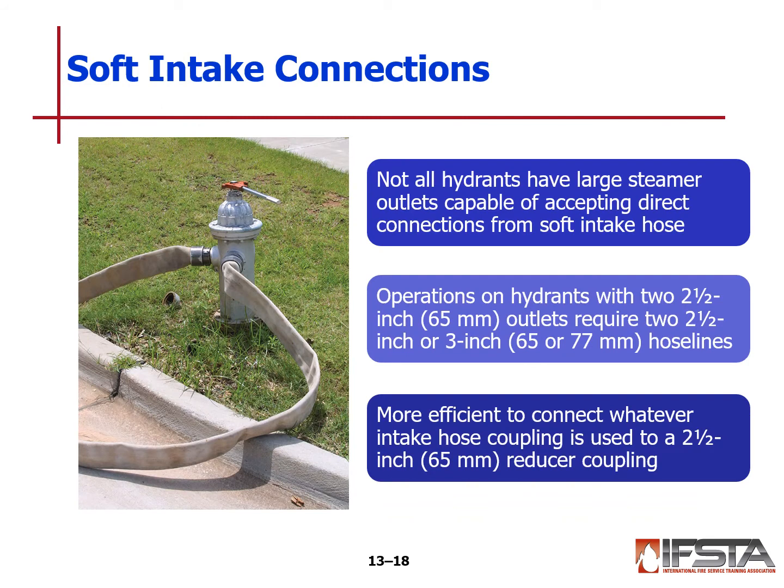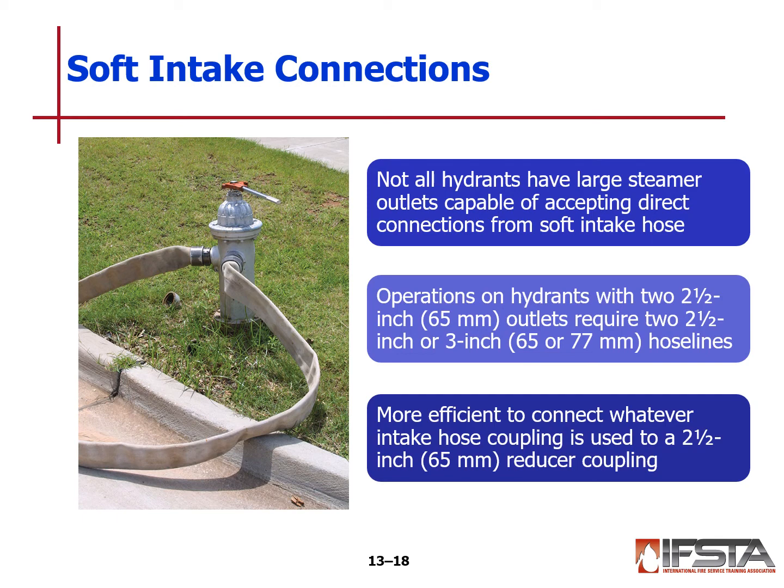Soft intake hoses. Not all hydrants have large steamer outlets capable of accepting direct connections. So you may see these. A lot of times you'll see these on private property around factories, but you'll also see the hydrants with the big steamers. Operations on hydrants with 2.5-inch outlets require 2.5-inch or 3-inch hose lines.